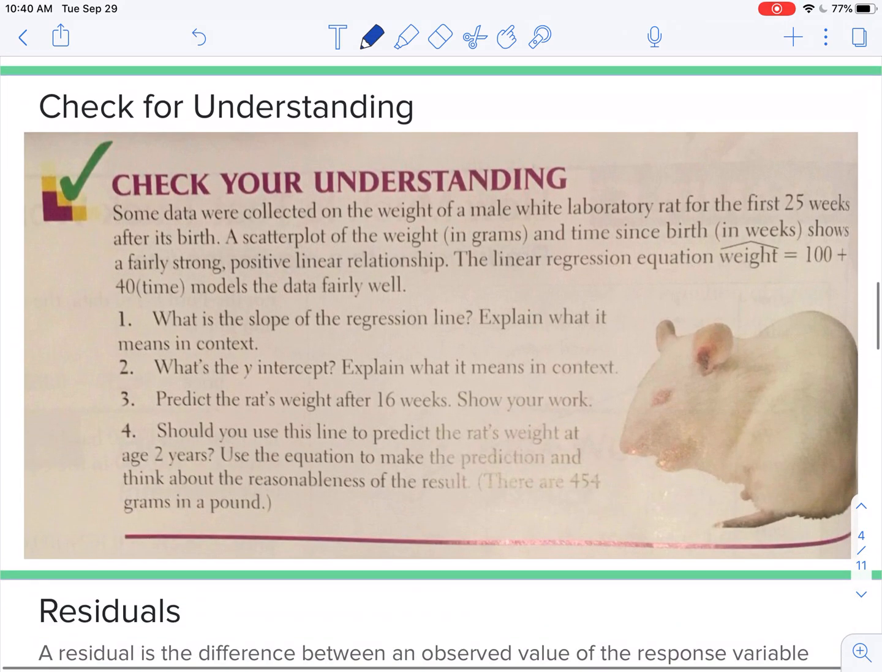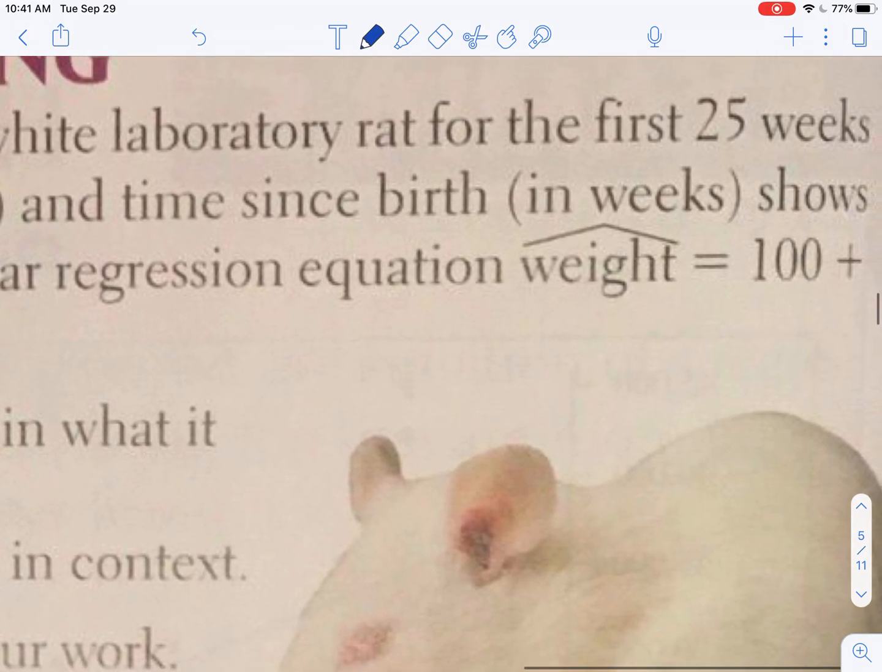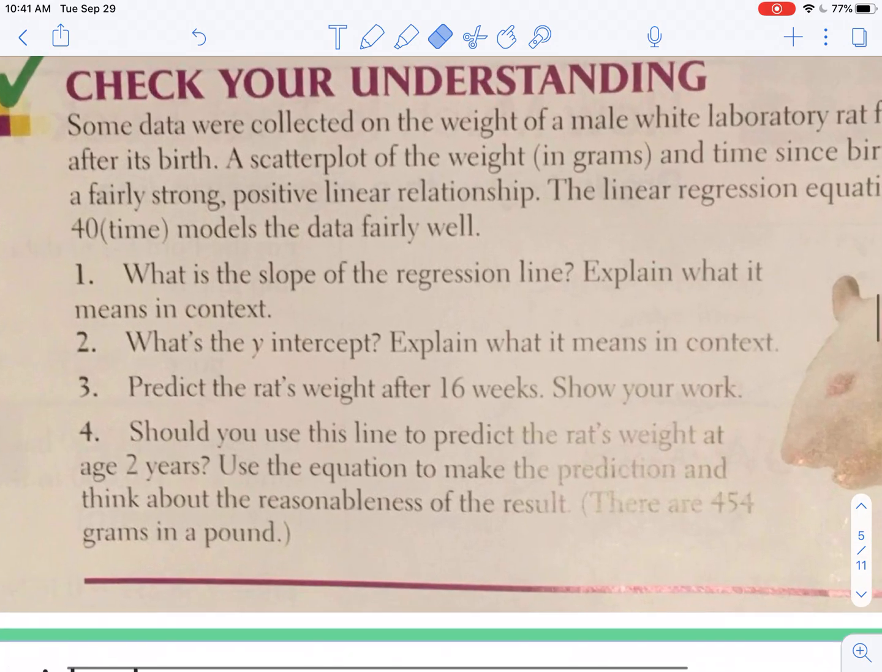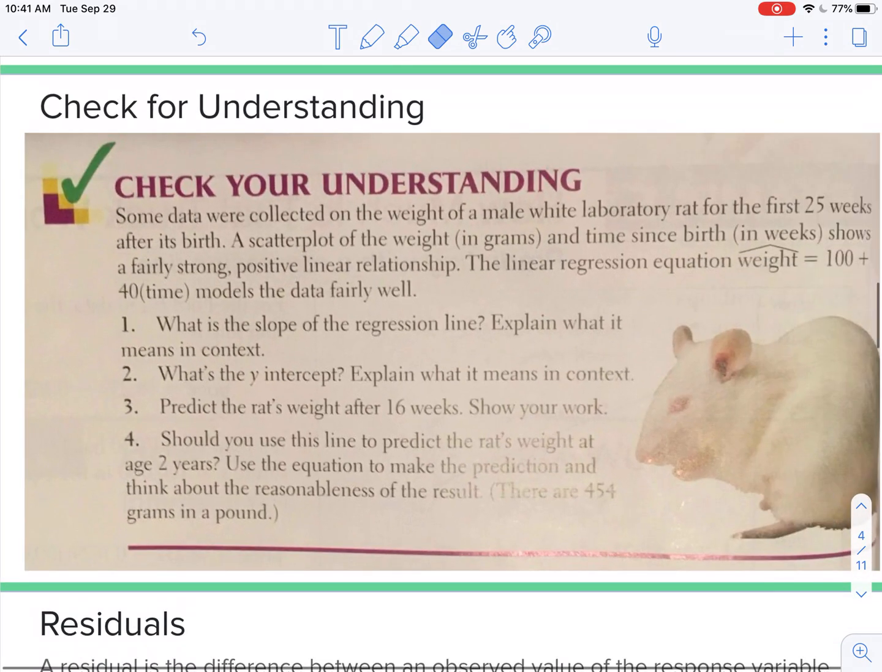So we've got a brief check for understanding here. We've got some data collected on the weight of a male white laboratory rat for 25 weeks after its birth. A scatter plot of the weight in grams and time since birth shows a fairly strong positive linear relationship. The linear regression line has the equation: expected weight is equal to 100 plus 40, and I can even say whenever we see the hat symbol anywhere, that means expected, times the amount of time, and we're basing this off weeks.